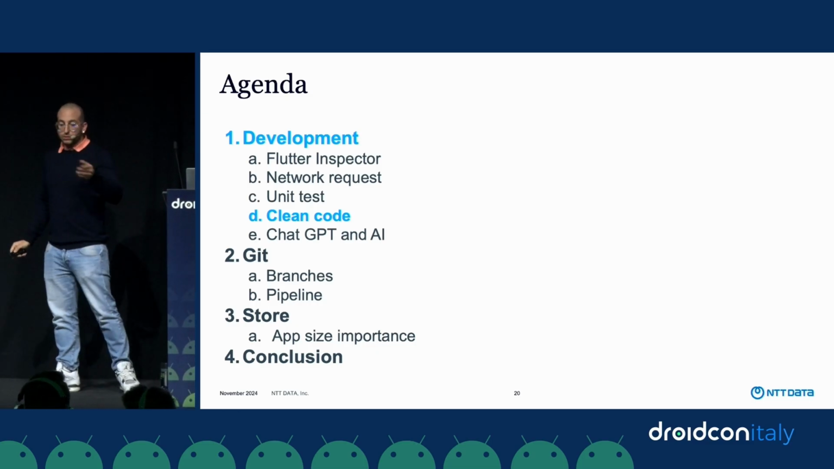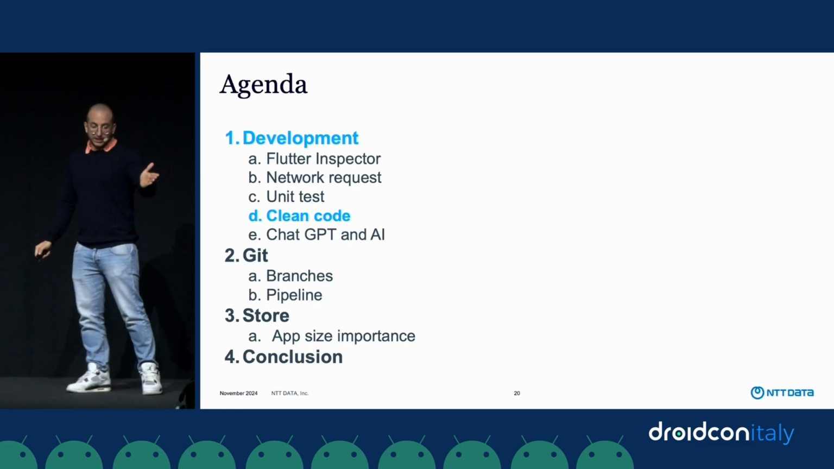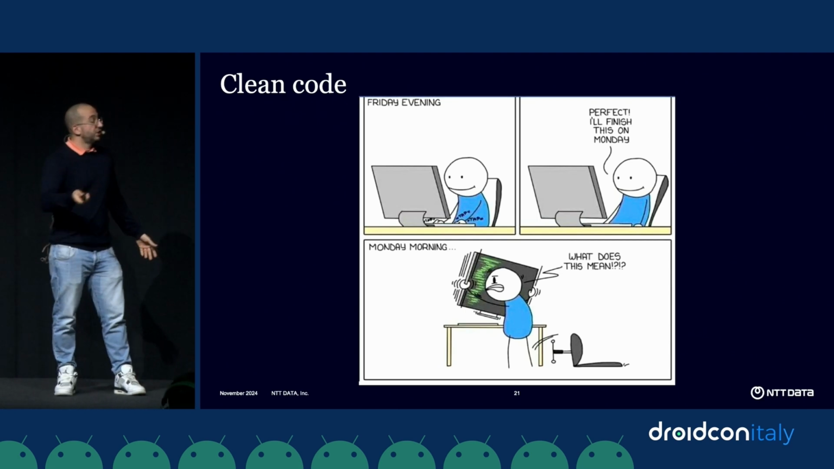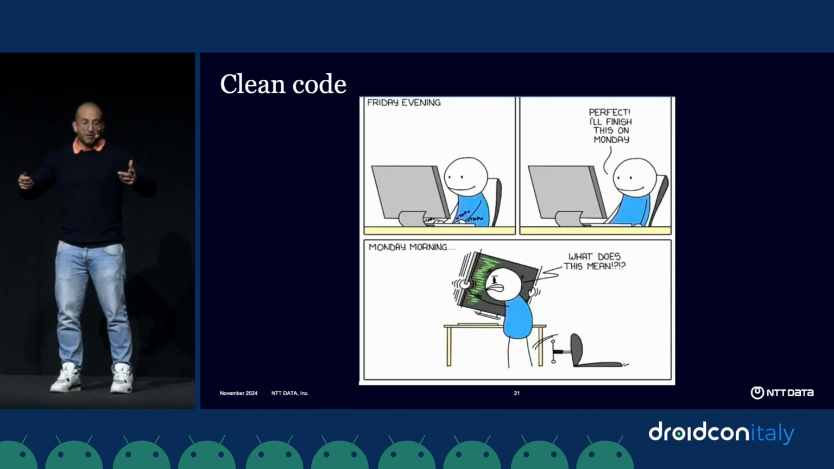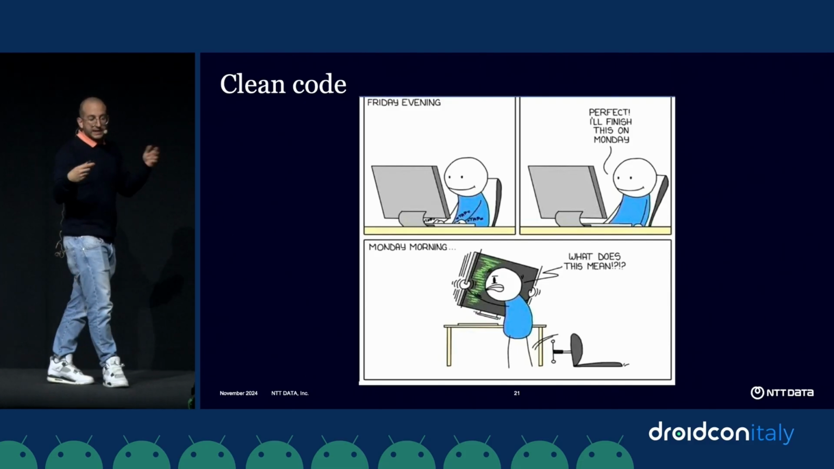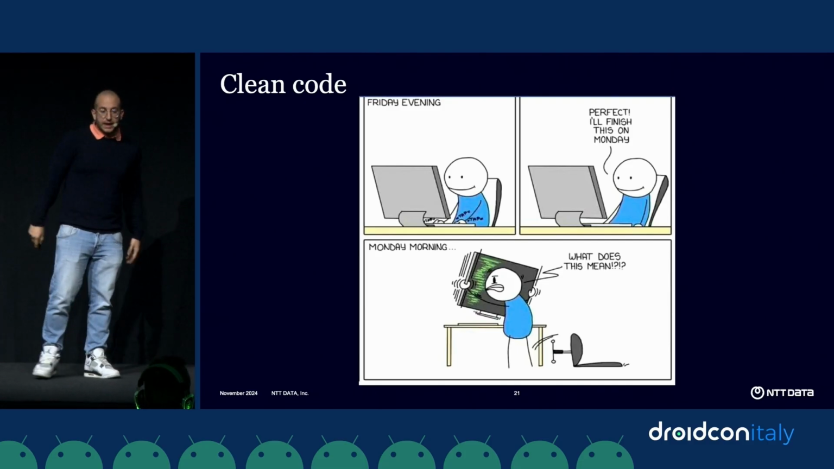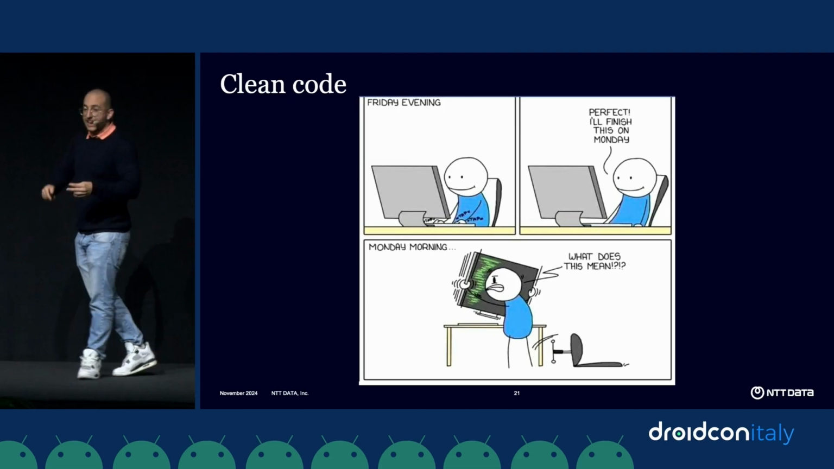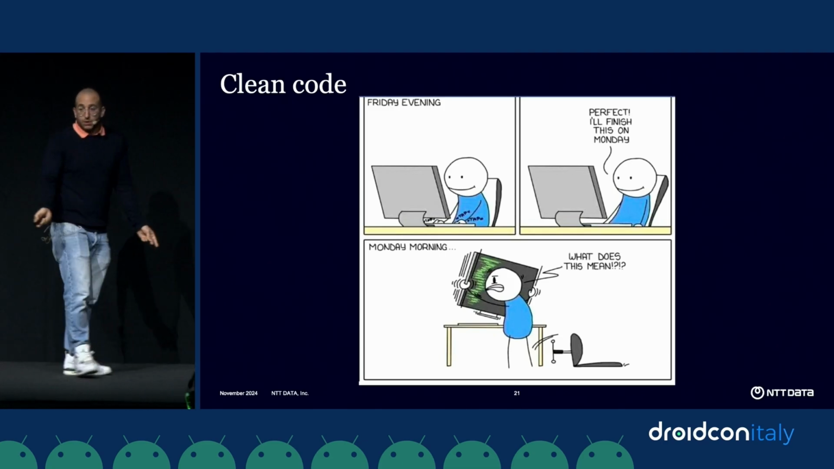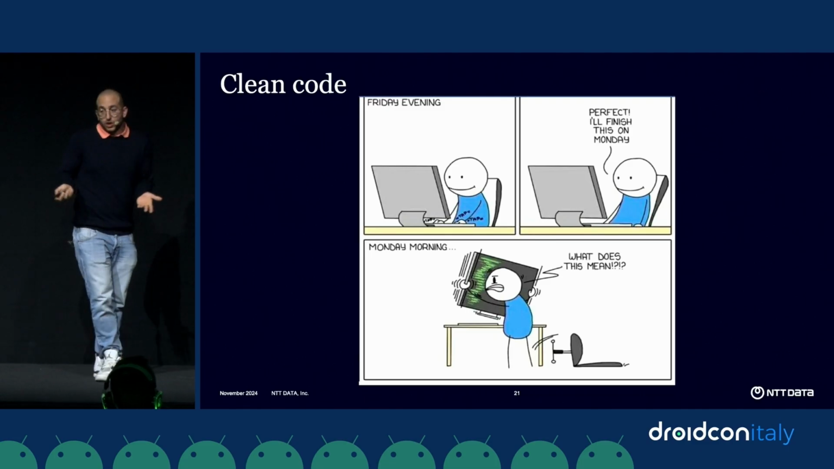So, we talked about unit tests, and then there is clean code. This is a typical situation of every developer. On Friday, I wrote my code, everything great, everything perfect. Okay, next section, I start on Monday, and on Monday, I take my code, and I can't understand anything. So I didn't write good code. Everything works, but it's not good.